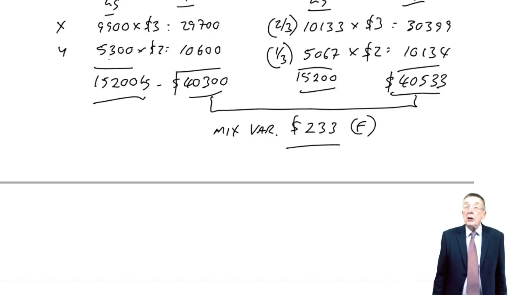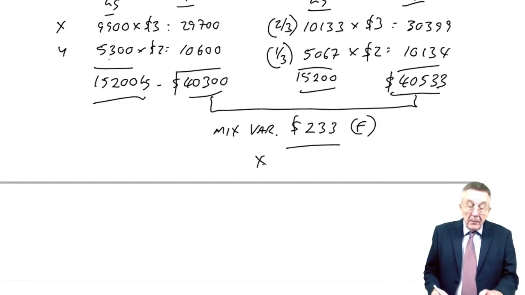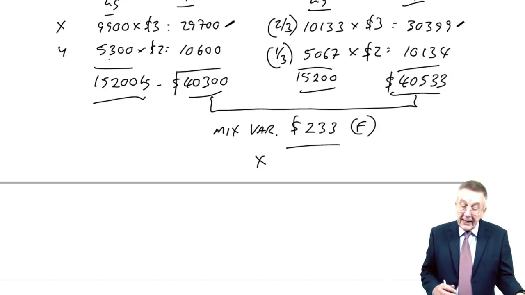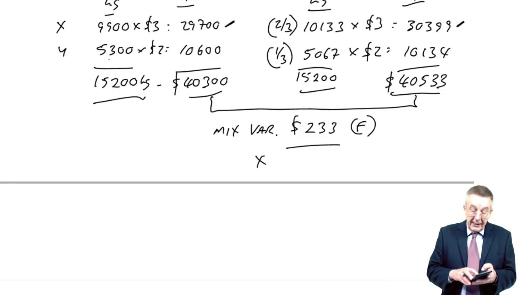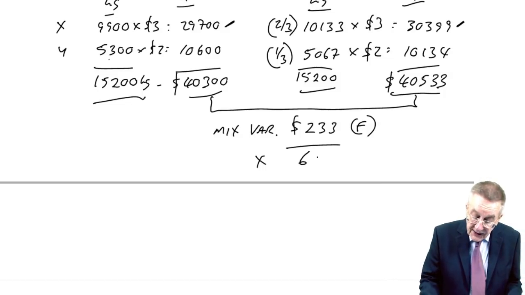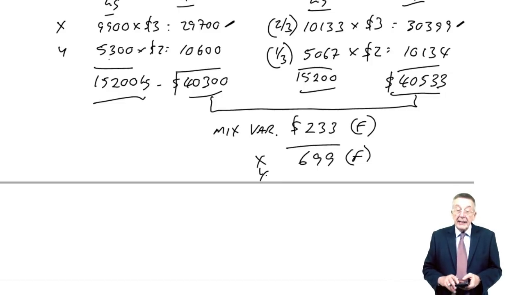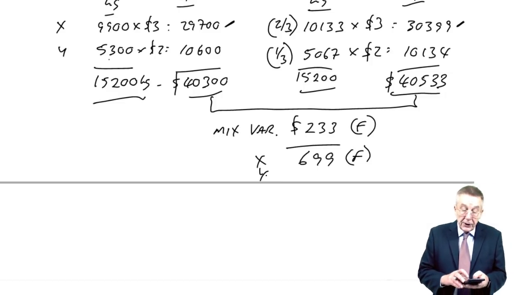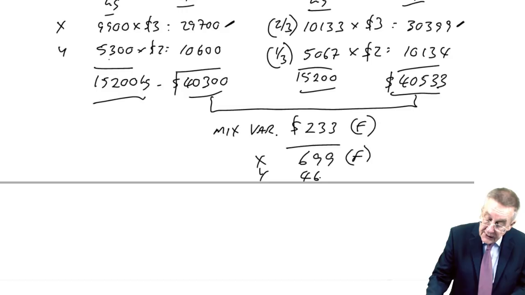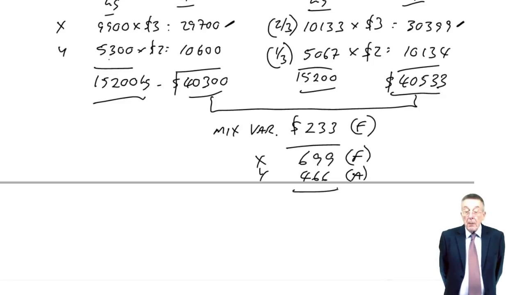Now again, normally it's just the total that's needed. If we did want to analyse it, there's no extra workings, because for X, we would have spent 29,700 as against 30,399. So 29,700 minus 30,399, 699 favourable. Whereas Y, 10,600, it should have been only 10,134, 466 adverse. And of course, the net of the two, 233.